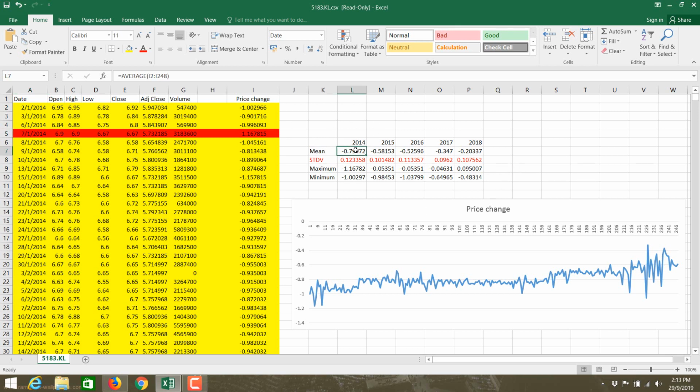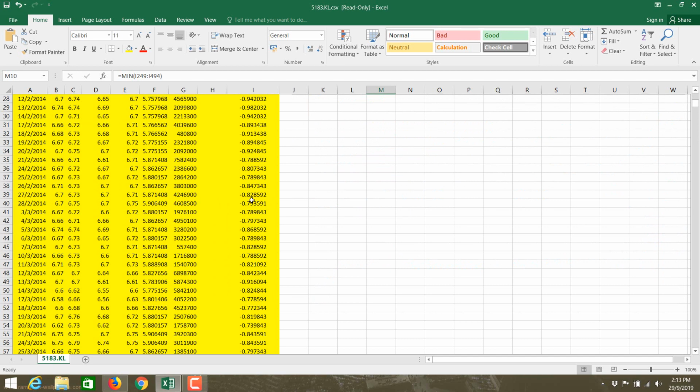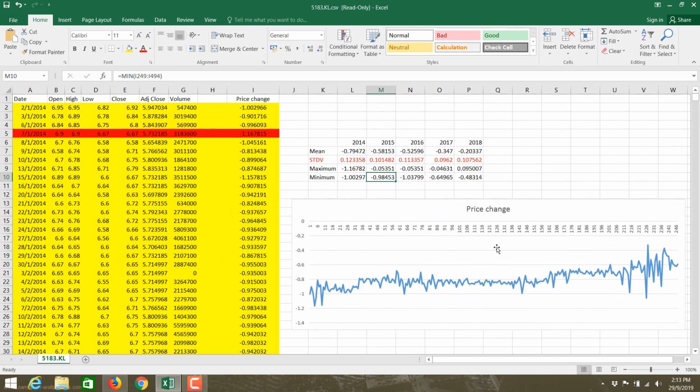So on average, Petronas is basically losing about 0.79 on average. The highest loss is about 1.16. The minimum loss is about 1.00. So this is the 1 year graph. You can basically use this graph to explain the 2014 situation, and also the rest of the years. You can actually generate 5 of these graphs because you have 5 years, from 2014 to 2018, whereas you can also have an overall graph.